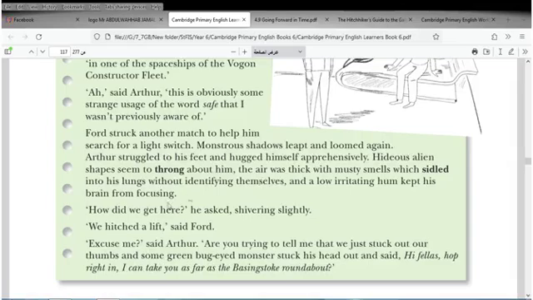"How did we get here?" he asked, shivering slightly. "We hitched a lift," said Ford. "Excuse me?" said Arthur. "Are you trying to tell me that we just stuck out our thumbs and some green, bug-eyed monster stuck his head out and said, 'Hi, fellas, hop right in. I can take you as far as the Basingstoke roundabout'?"